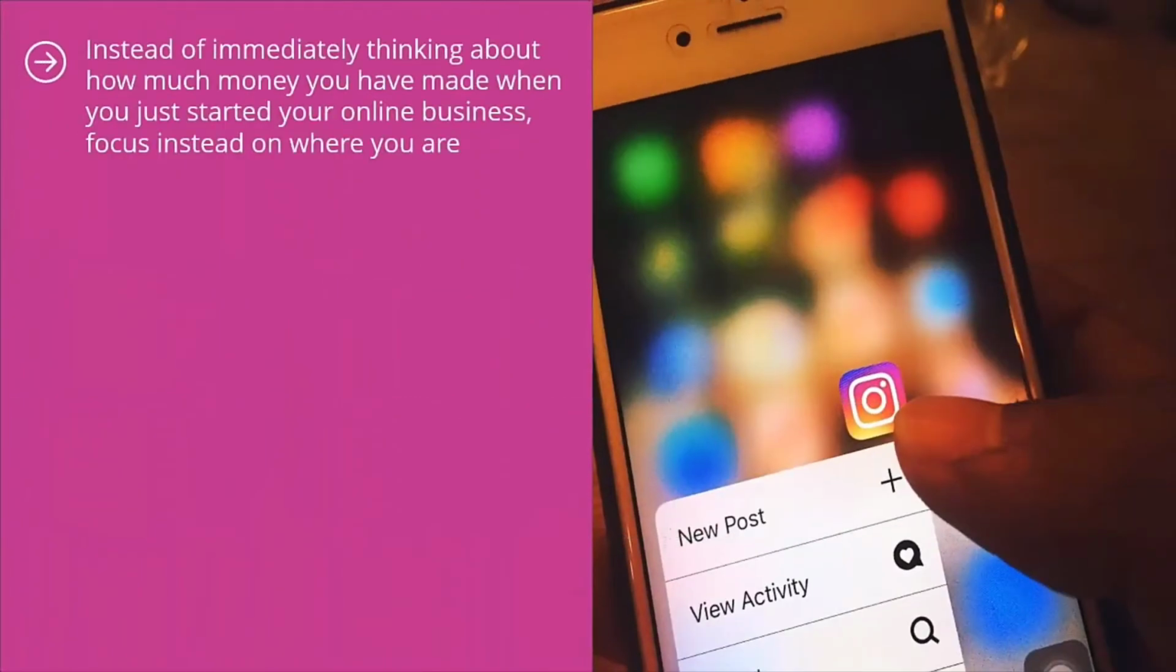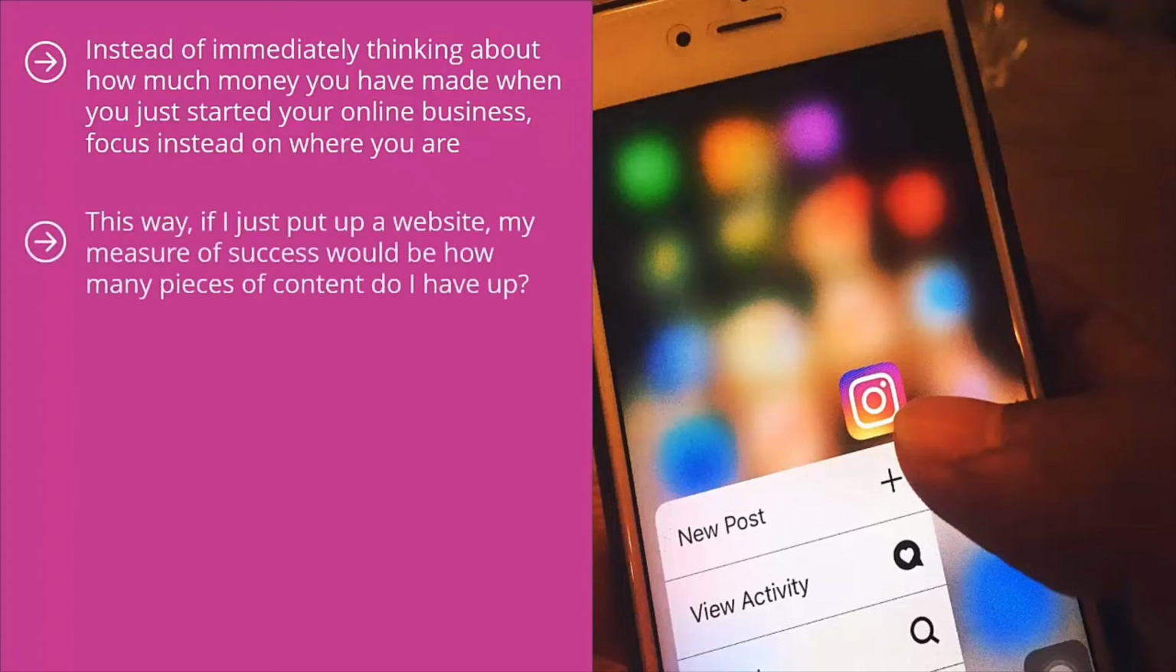Instead of immediately thinking about how much money you have made when you just started your online business, focus instead on where you are. Measure your success based on the stage of development you're in. This way, if I just put up a website, my measure of success would be how many pieces of content do I have up? Are all the links working? Do I have a nice graphic? Is my website easy to find? Did I set up SEO correctly? Are all my products imported properly? And once I have successfully answered yes to all those questions, then I move on to the next stage of the development, which is promotions. Do you see how this works?